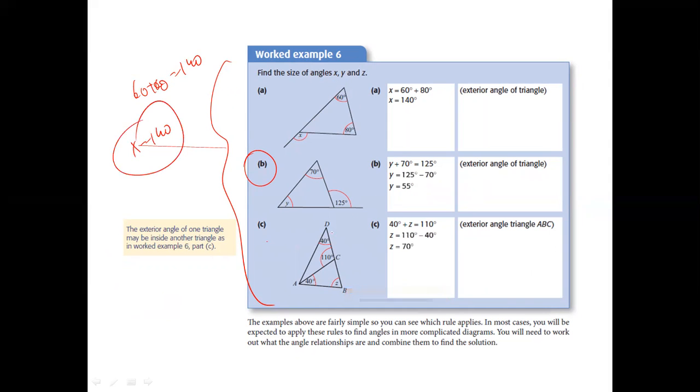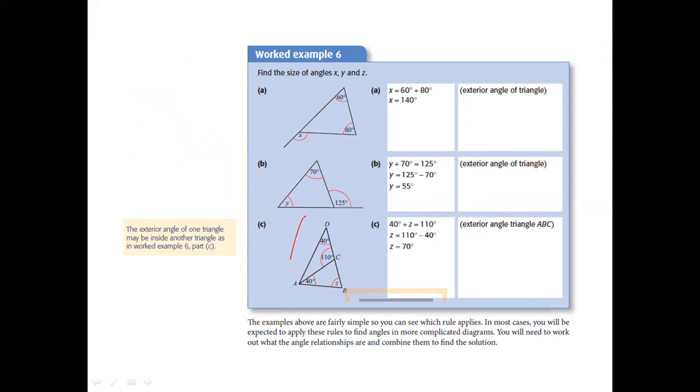Okay, and what about the next one? Here we know the straight line is 70, it must be 70 because angles add up to 180. 70 plus 40 is 110. 110 plus z, z must be equal to 70. Okay, now you can put the place of z, just 70.